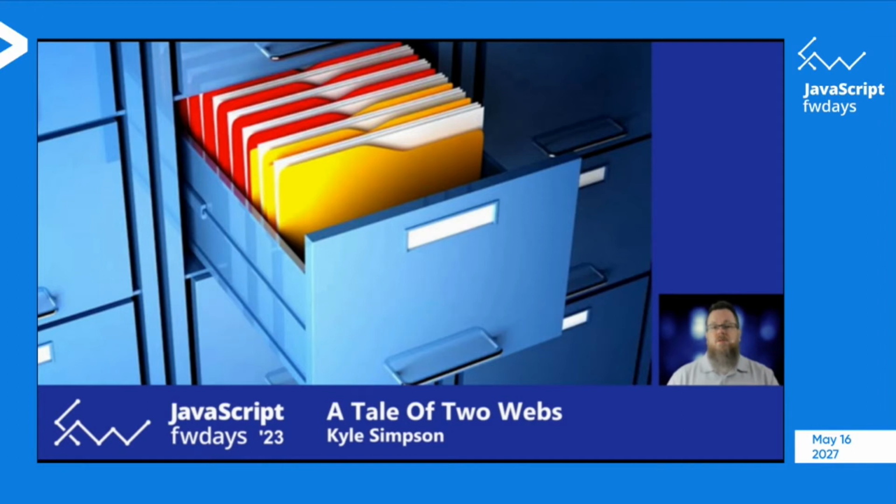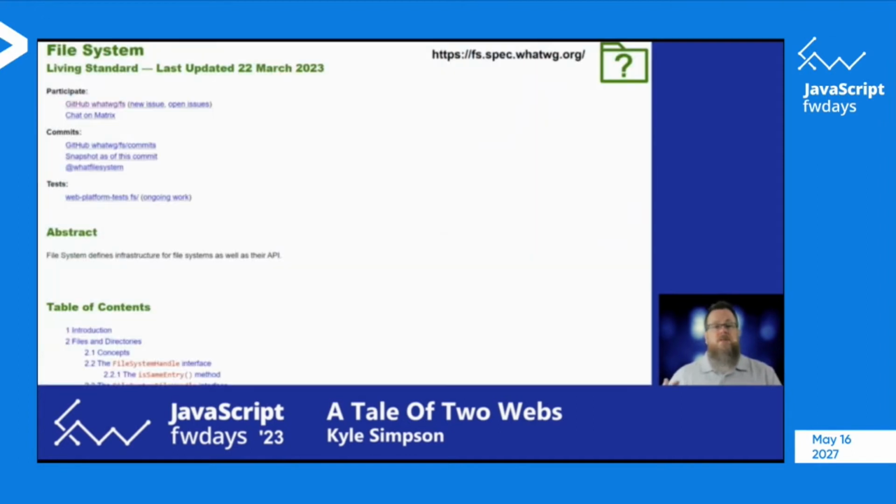There has been some progress on a full file system API, and the specification's been in progress for many, many years. It's gone through a lot of different iterations, but it's recently started to stabilize, and it's landed in browsers like Firefox and the Chromium browsers. Unfortunately, it's not in WebKit Safari yet, so we may be waiting a while for it.